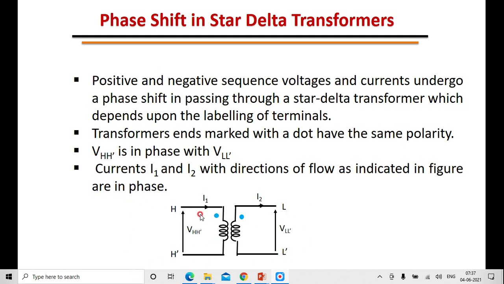And the currents I1 and I2, with directions of flow as indicated in the figure, are in the same phase. That is, one is an incoming current and the other is an outgoing current. They are in the same phase because one is entering into the dot and the other is leaving from the dot. This is how you have to mark the high potential of the transformer with its dot convention.